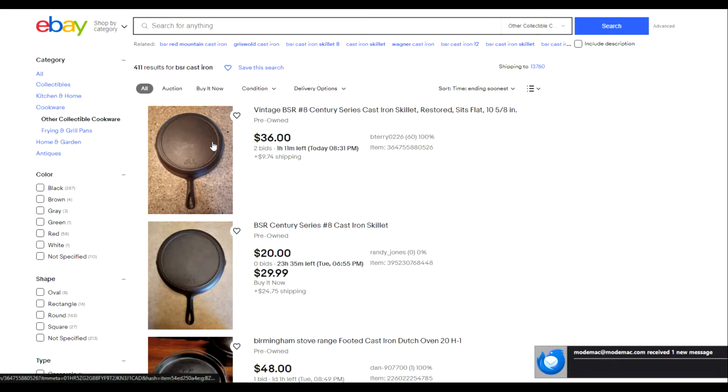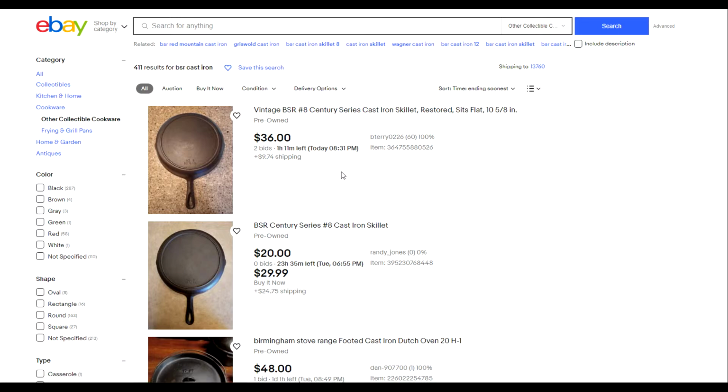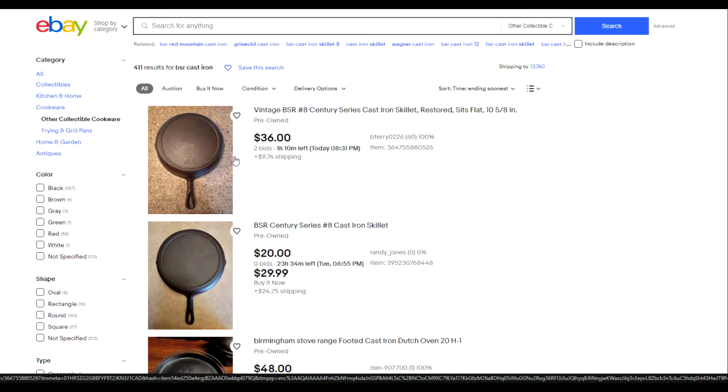But anyway, I would say that this price, including the shipping, is probably about double what I personally would be willing to pay for a number 8 Century Series cast iron skillet. I'm not sure if folks may disagree with that or not. That's just my personal preference. I probably would not want to pay more than $20 for a BSNR Century number 8. Maybe 25 if I felt there was some reason to go a little higher.